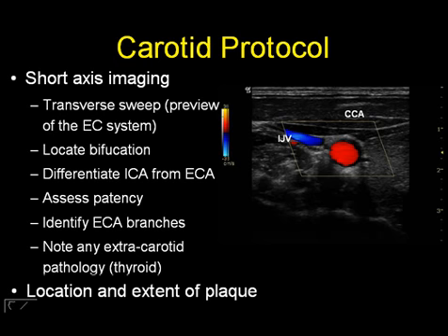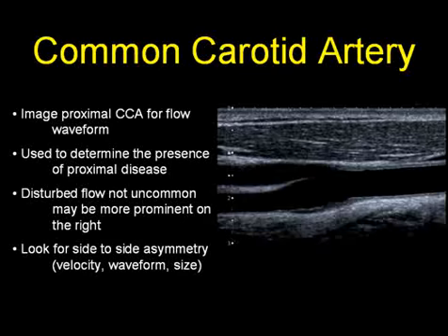If you put your color on, it will very quickly allow you to assess for patency of the common carotid artery branches by the presence of color within those vessels. And it also allows us an opportunity to note any extracarotid pathology, particularly the thyroid. And in patients with plaque, it allows you to determine the location as well as the extent of plaque burden within the carotid arteries.